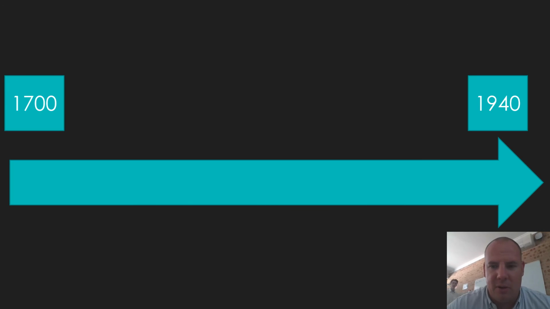Okay, the Industrial Revolution went from the 1700s to 1940. These are really key important dates. These are very general. So what you need to do now is listen to the class, and then you're going to do a little activity.